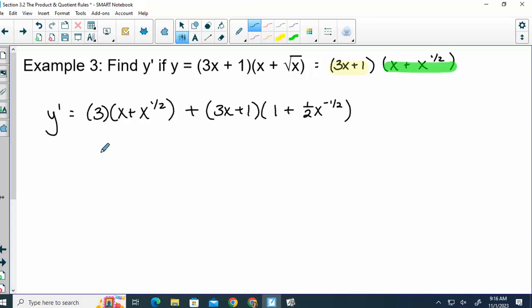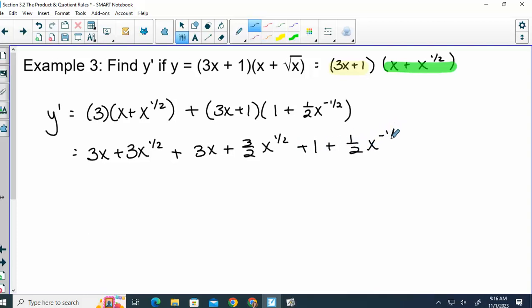So then for my final answer, I can go ahead and multiply this out a little bit. So we get 3x plus 3x to the 1/2 plus 3/2 x to the 1/2 plus 1. Okay, combine like terms. Doesn't really matter what order you have them in, as long as you have all the terms. So those are both x to the 1/2. So 3, that's like 6 over 2 plus 3 over 2. So that would be 9 over 2.